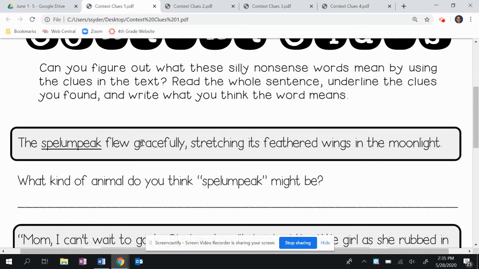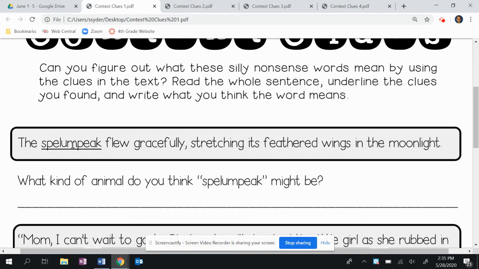Okay, let's continue looking for our clues. Stretching its feathered wings. Ooh, that's very important. Feathered wings. So of all the things that fly, what has feathered wings? I know it's not an airplane. An airplane doesn't have feathered wings. Neither does a butterfly. But a bird has feathered wings. So I'm thinking the spelunpeak is a bird.